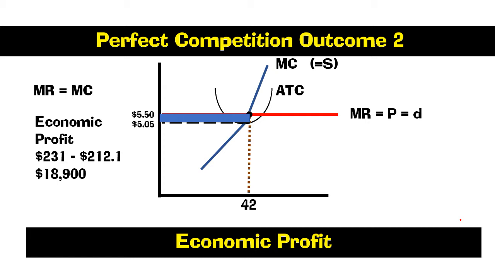It's $18,900. So if I need $80,000 to stay in business, I'm actually earning $98,900. $80,000 of normal profit and $18,900 of economic profit. Make me happy? Yes, I'm happy.